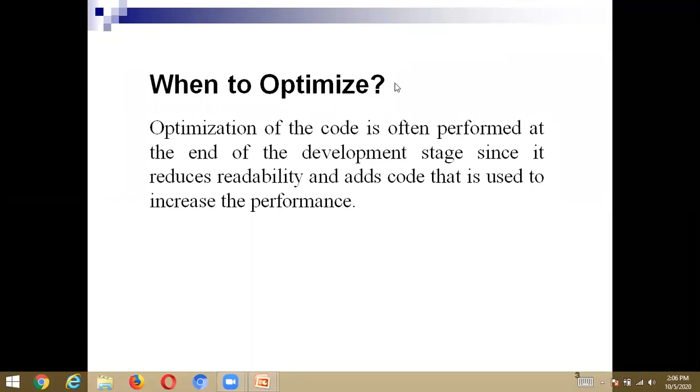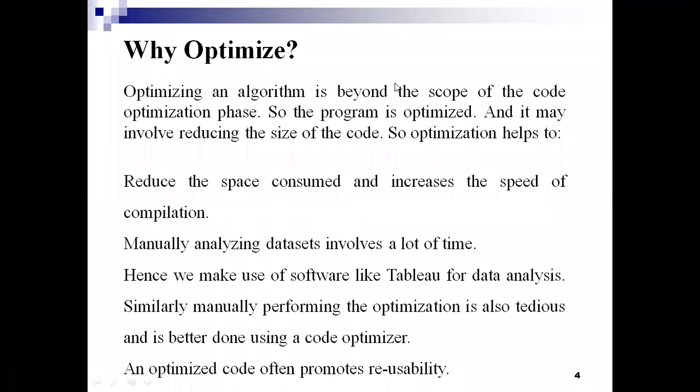And then the next question, why to optimize? What is optimization? When to optimize? And now my question is, why to optimize? Optimizing is an algorithm, right? It goes beyond the scope of the code optimization phase, and here the program is optimized. It may involve reducing the size of the code.